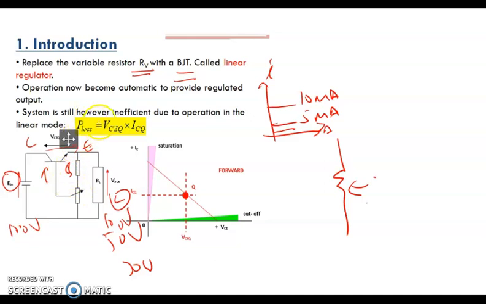But the problem is that the losses occur when we have a voltage drop across the transistor times the collector current, I collector. So this is the loss that happens in the circuit.